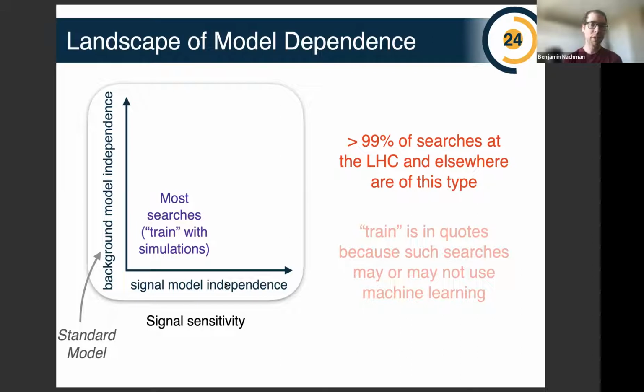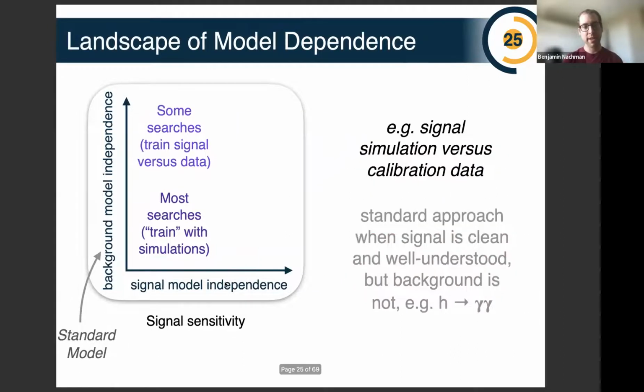And so these approaches are basically as signal model dependent and background model dependent as you can get. So they live in the bottom left-hand side. Okay, and with a number of approaches that live away from there. So one would be the top left, where you know exactly what you're looking for. So you can simulate the signal very well, but you don't have a good way of simulating the background. So here would be like signal simulation, training a model to distinguish signal simulation from calibration data that's known to be background. So this is a standard approach when the signal is clean and well understood.